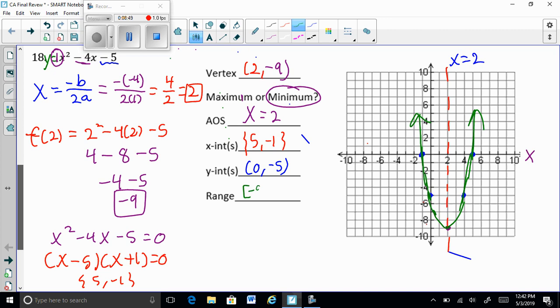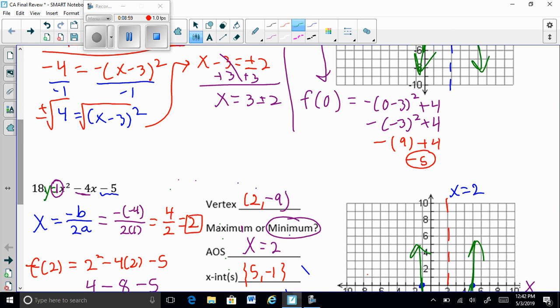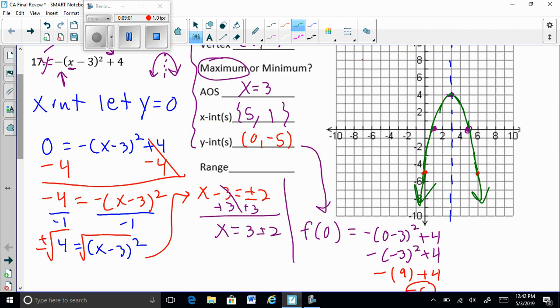Let's see, the range is going to be from negative 9 to infinity. Now that I think about it, I think I forgot to do the range up above. So we'll go up there and do that real quick. Okay, so the range on this one is going to be from negative infinity up to a 4. Oops, bracket that 4. There we go. From negative infinity up to 4.